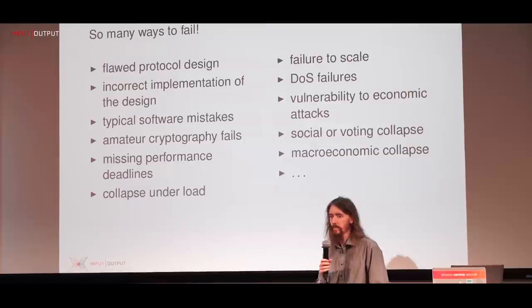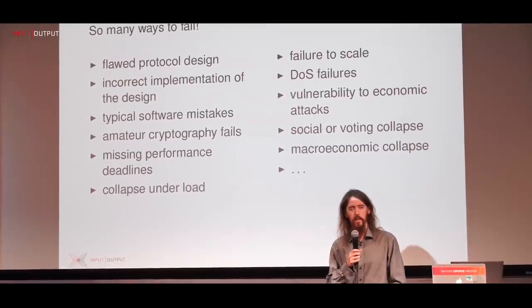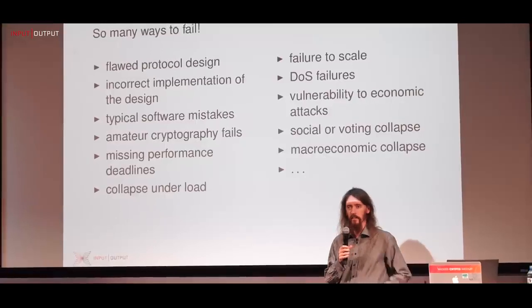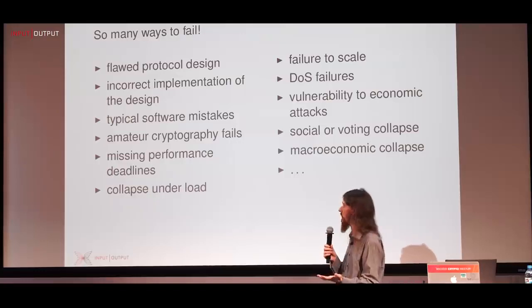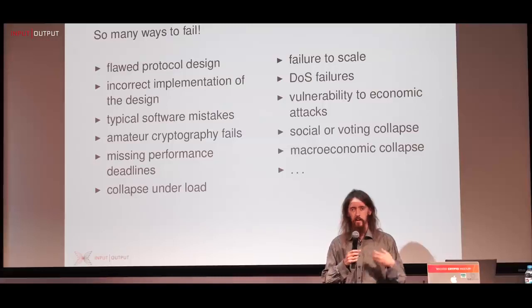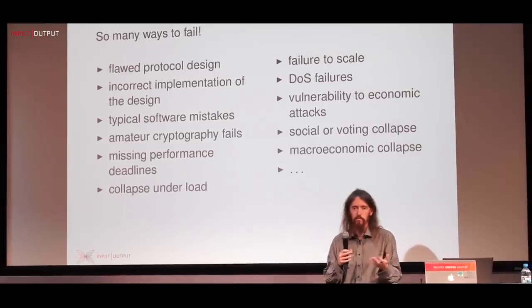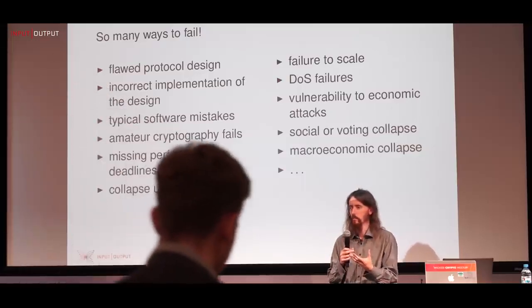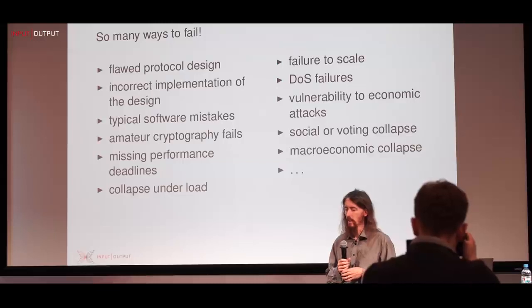And the opportunity for failure is everywhere. There are so many different ways that systems like this can fail. And so I would like evidence that your system is not going to fail in this way, this way, this way, this way, this way. So let's just go through some of them. You can have a flawed protocol design in the first place. That means the underlying cryptography of how the thing works is flawed in some way. It's very easy to get that wrong.